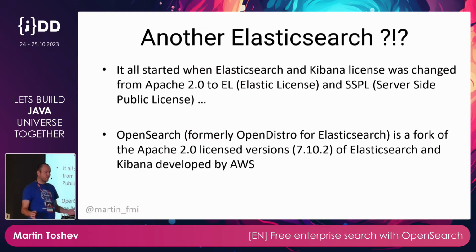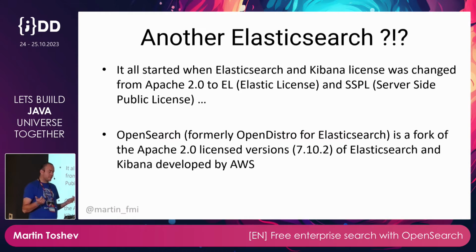So the OpenSearch project. In fact, it all started when the Elasticsearch and Kibana license changed from Apache 2.0 to a dual Elastic license and SSPL license. The reason for this is because Amazon was providing an Elasticsearch service, and Elastic was trying in a way to protect also their cloud Elasticsearch offering. So that's why they moved from the open source Apache 2.0 license.